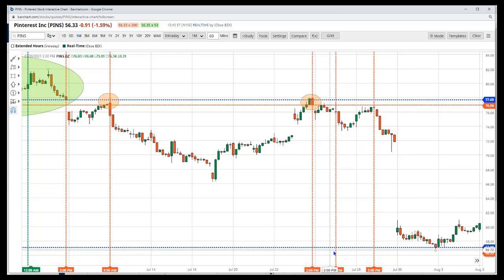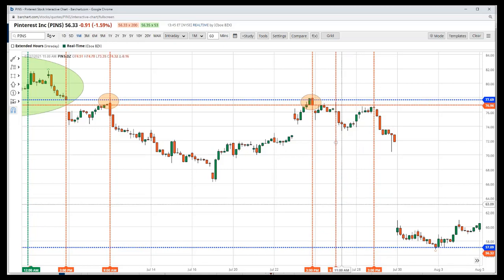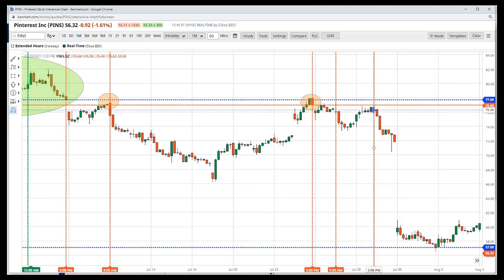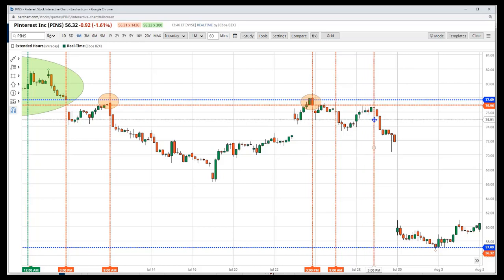Now notice, look, 9 a.m. the next day, price popped back up into that area. Could have gotten a short again. And a third time, right? The close, selling again. And both of these are candlestick formations that represent sellers. This is a little doji or a little morning star, excuse me, evening star, right? And then what did price do? Well, look at what happened to Pinterest.